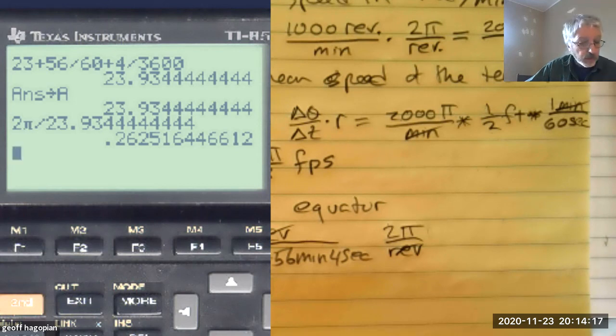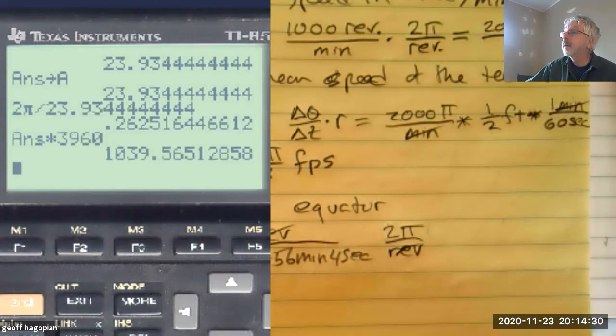Angular speed in radians per hour. And we're going to multiply that by the radius of the Earth, 3,960 miles, to find our linear speed. So if you're at the equator, you experience a speed of a little more than 1,000 miles per hour, which you don't experience if you're at the North Pole or the South Pole. But you don't feel it, right? Because of gravity.